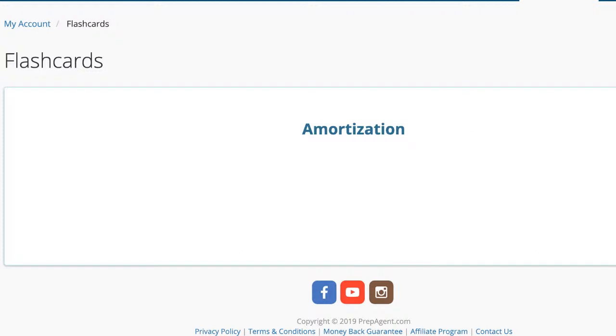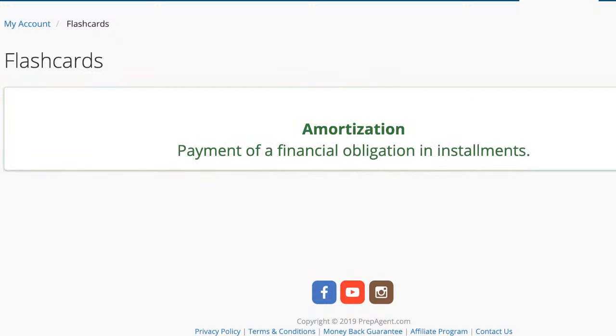Okay, amortization. What's amortization? Amortization is the process of paying off your debt. Payment of a financial obligation in installments. Good.